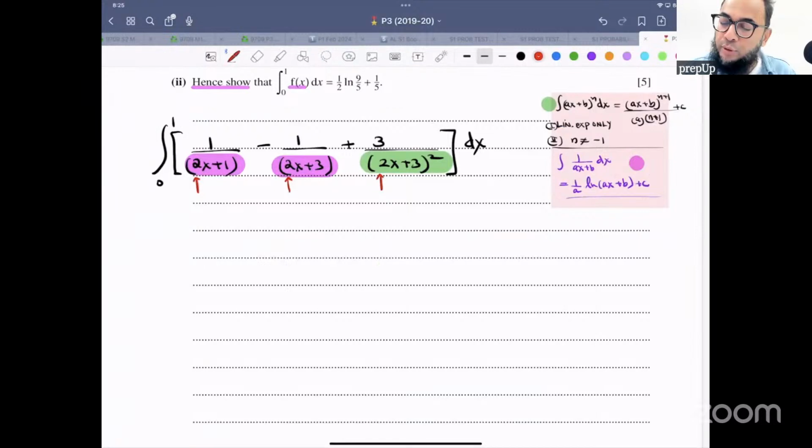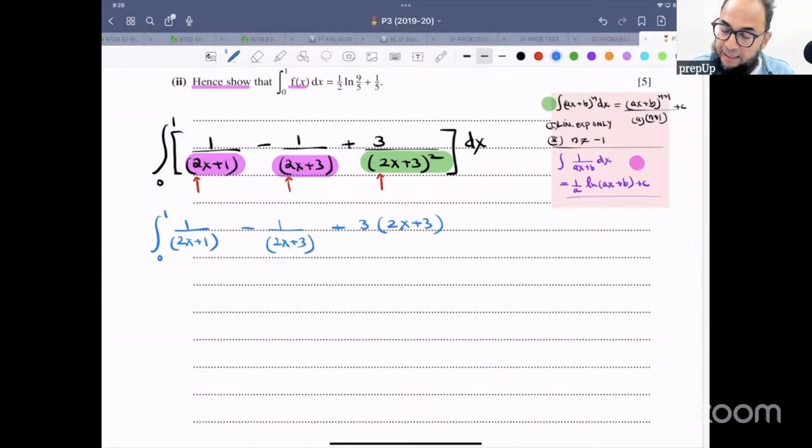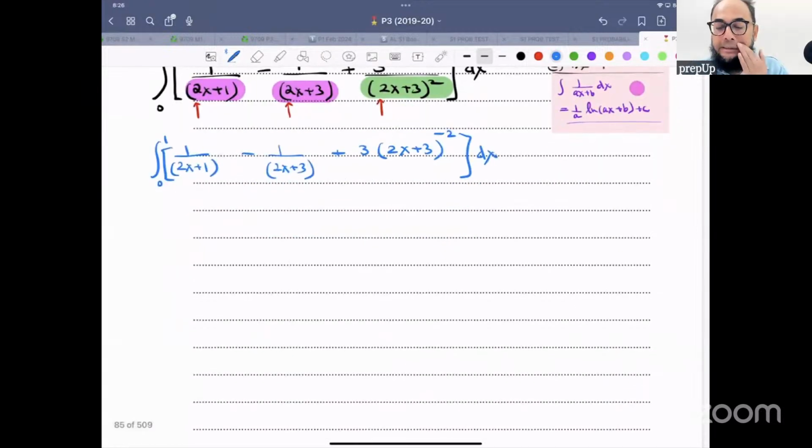Now I need to write one more step before we proceed. That is the integral from 0 to 1 of 1 over 2x plus 1, this is 1 over 2x plus 3, and not this whole thing. I think there's no need of drawing this whole bracket, so let me just remove this bracket. And this is plus 3 times (2x plus 3) raised to power of negative 2. And then let me write dx. Now it's ready to be integrated.